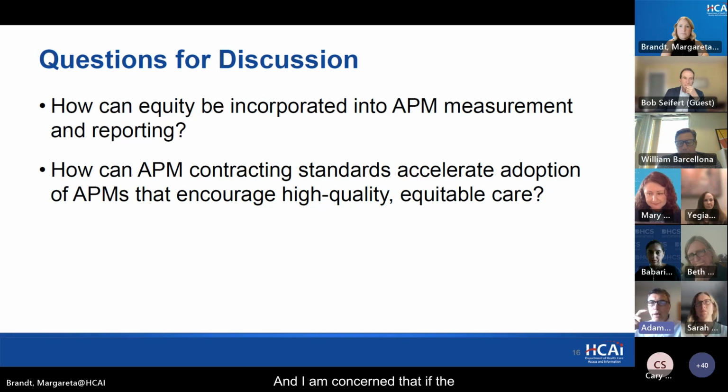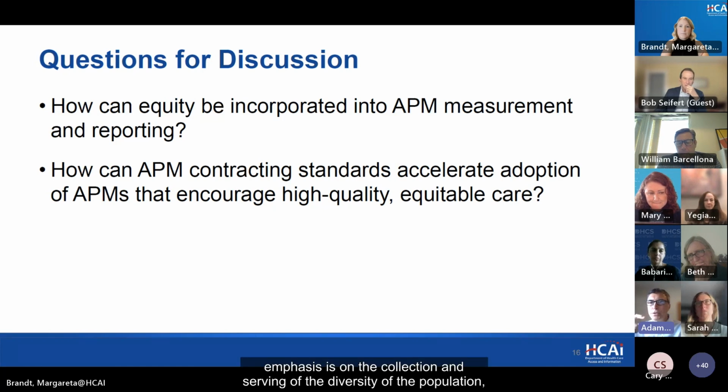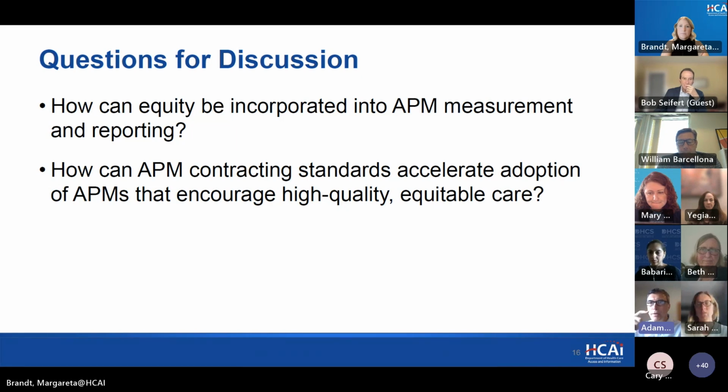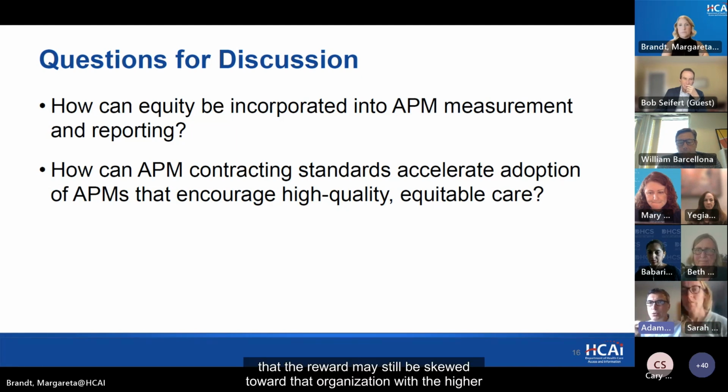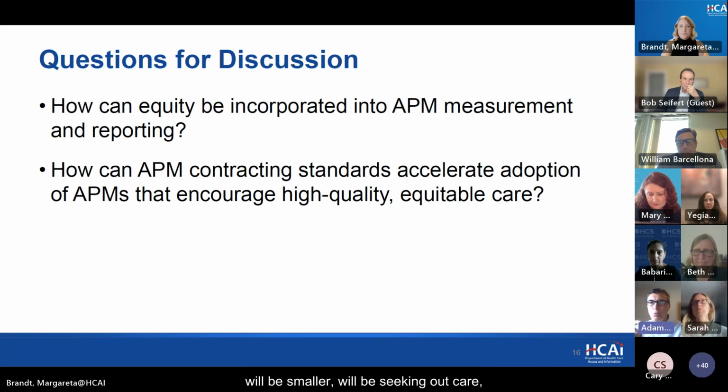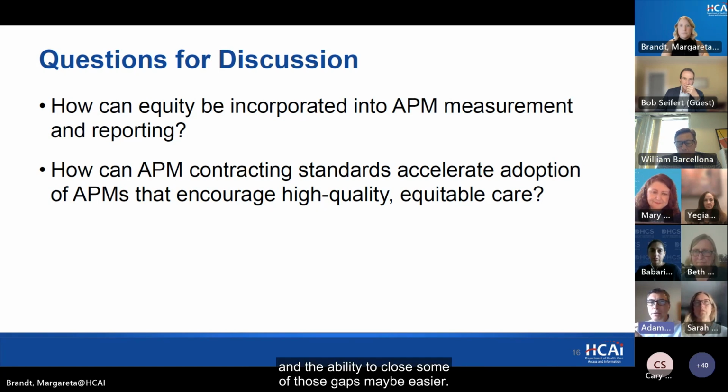And I'm concerned that if the emphasis is on the collection and serving of the diversity of the population, the reward may still be skewed toward that organization with the higher socioeconomic group, because their population might be more forthcoming, will be smaller, will be seeking out care, and the ability to close some of those gaps may be easier. And so I'd hate to short shrift those organizations that truly are serving the population that we want to serve.